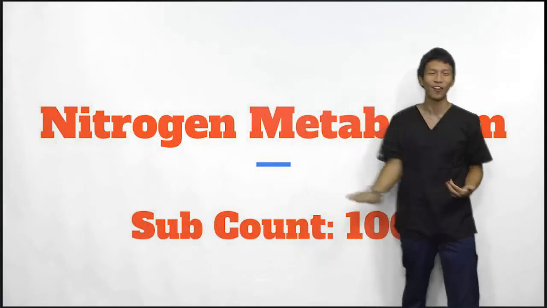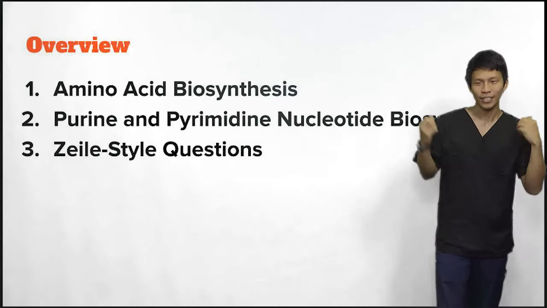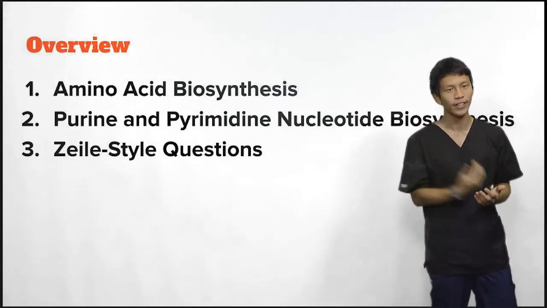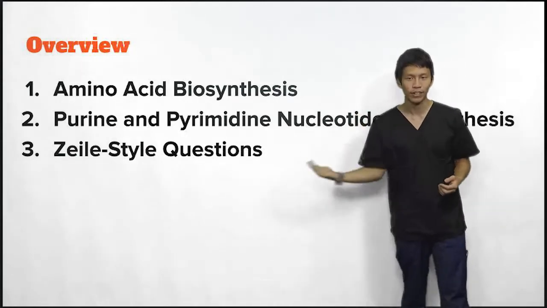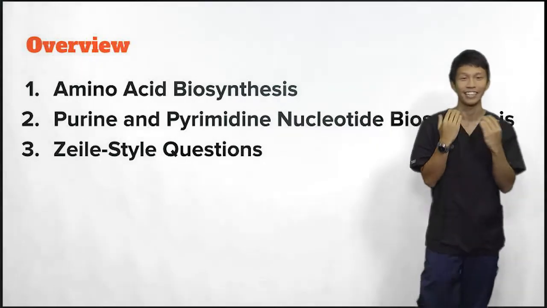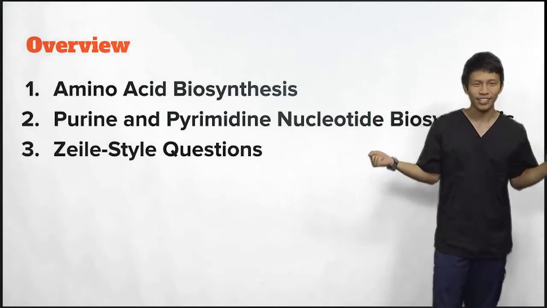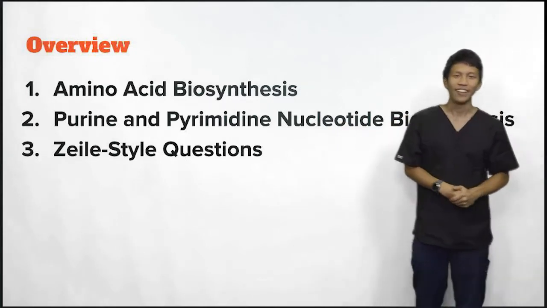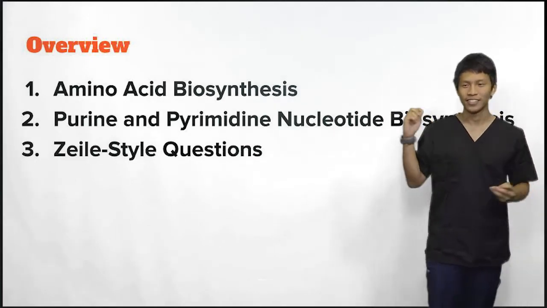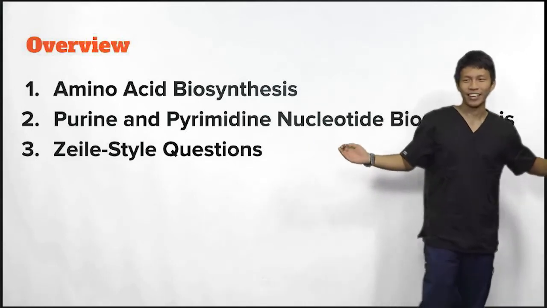But let's get into the overview of our video today. So today we're going to be talking about three main things. First, amino acid biosynthesis. How are we going to create a lot of the amino acids that we are familiar with? And then we're going to talk about the steps of purine and pyrimidine nucleotide biosynthesis, which will be very helpful when we talk about Unit 4, when those are important for DNA, RNA, etc. And finally, we're going to talk about Dr. Zeile style questions, because he formats his questions in a very unique way, and that's what we're going to cover today. So without further ado, I'm going to hand it off to amino acid biosynthesis.